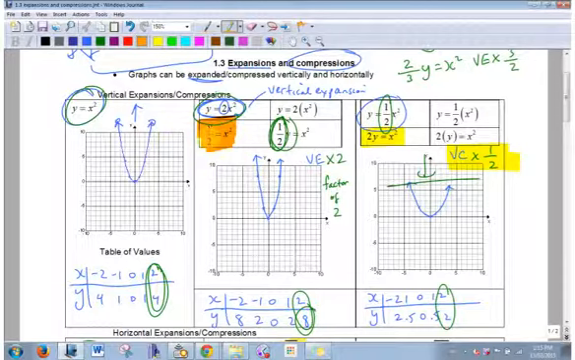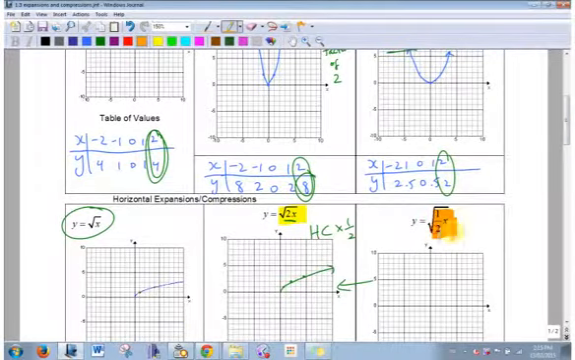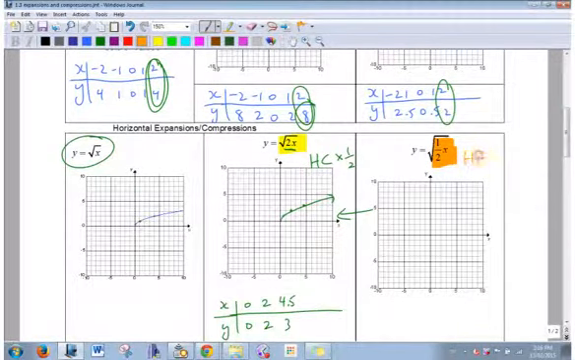Okay? When I put a half with the y, what happened? A vertical expansion by a factor of 2. If I put a half with the x, guess what's going to happen? A horizontal expansion by a factor of 2. So if I pull on the end of this guy and stretch it, it's going to be skinnier. Okay? Horizontal expansion by a factor of 2.